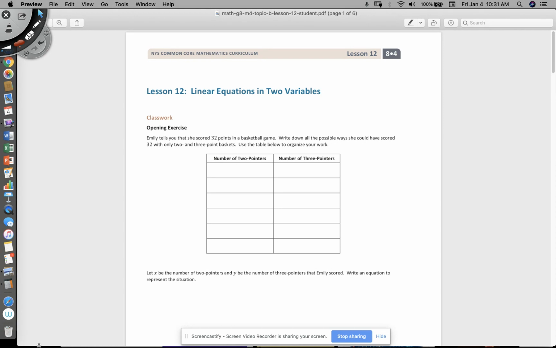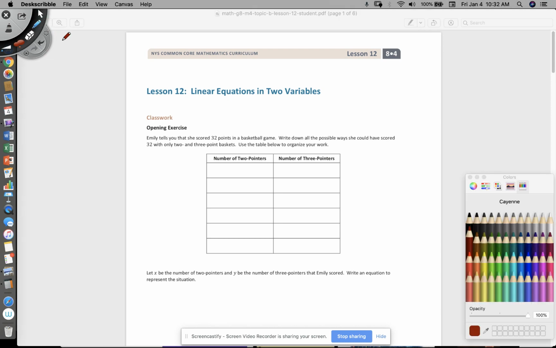It says, Emily tells you that she scored 32 points in the basketball game. Write down all the possible ways she could have scored 32 with only 2 and 3 point baskets. So how can she score 32 points if she only shot 2-pointers and 3-pointers? Okay, so you basically want to think of numbers that when you combine them can give you 32.